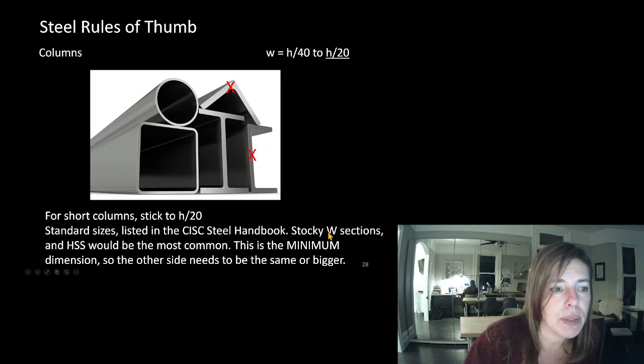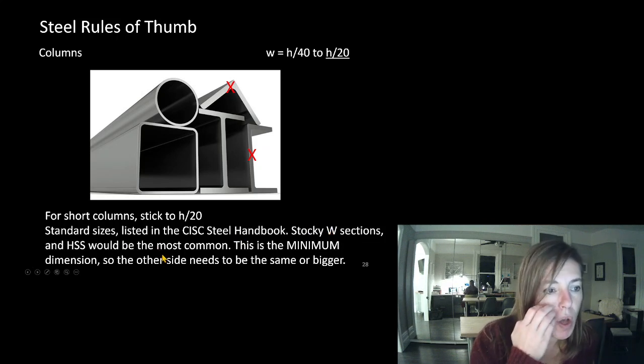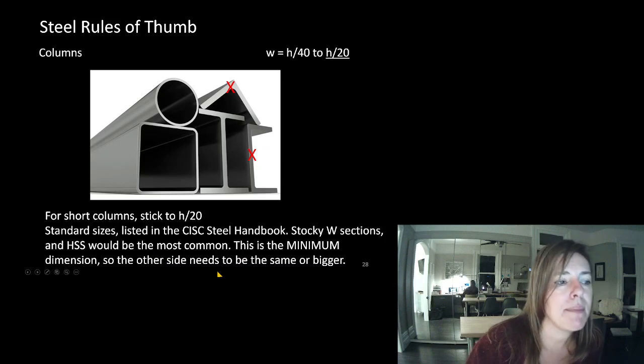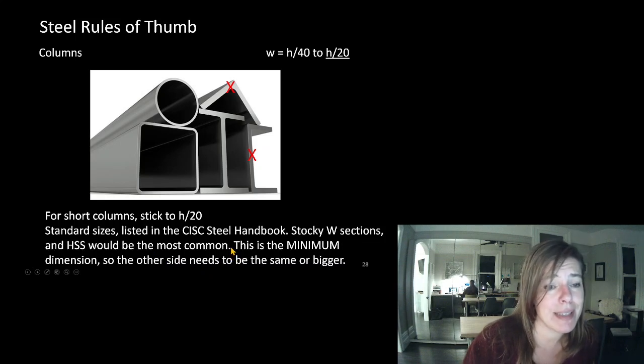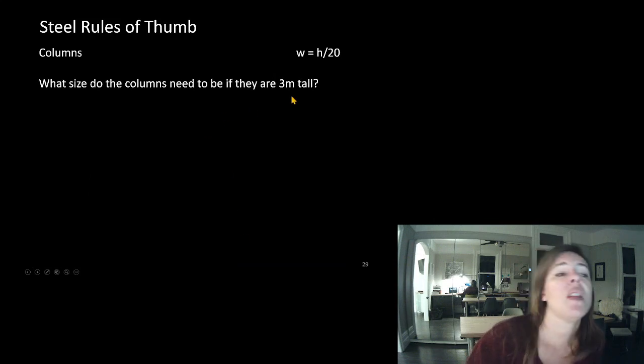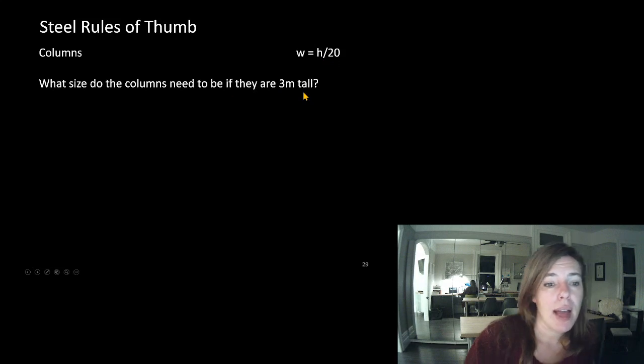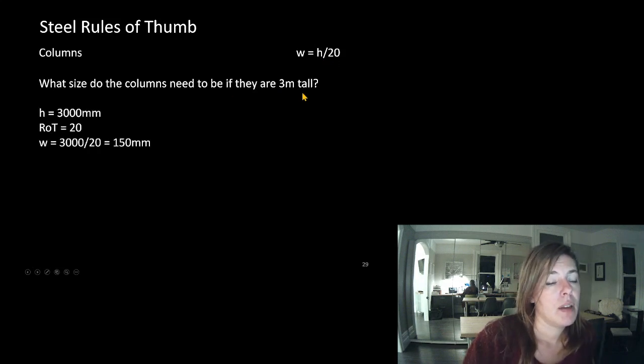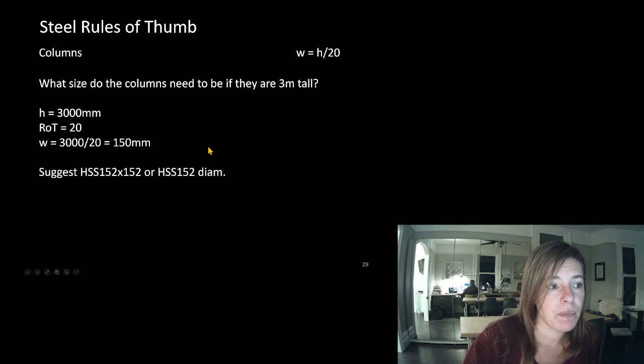So stocky W sections and HSSs would be the most common. This is the minimum dimension, so the other side needs to be the same or bigger. So if we had columns that were 3 meters tall, how big do they need to be? Well, our height is 3,000, our sizing guideline is 20. We need elements that are 150 millimeters in dimension. So I would suggest an HSS 152 by 152 or an HSS that is 152 millimeters in diameter.